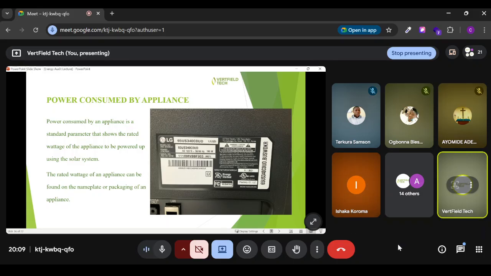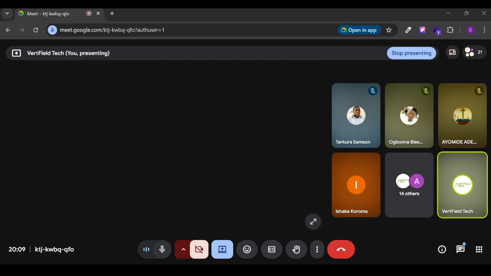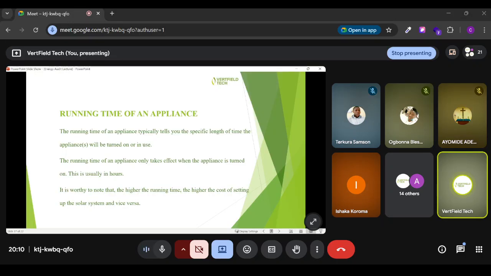So on your table of load analysis, you are going to be putting the power consumption to be 195 watts. The running time of an appliance tells you the specific length of time the client intends to power up his appliances. Those specific lengths of time the appliance will be turned on: 1 hour, 2 hours, 3 hours, 4 hours, 5 hours, till whatever you want it to be. I hope it is very clear.